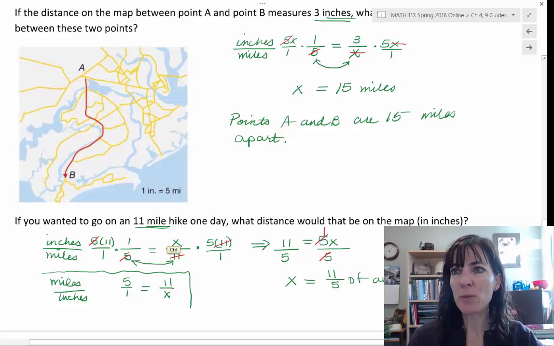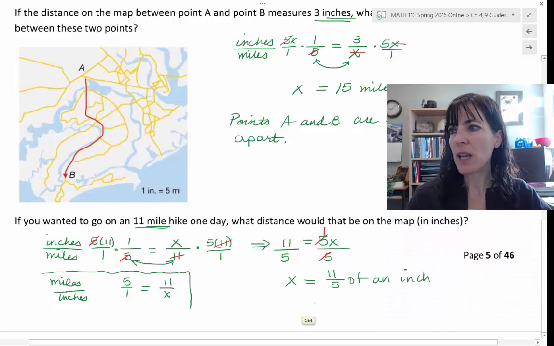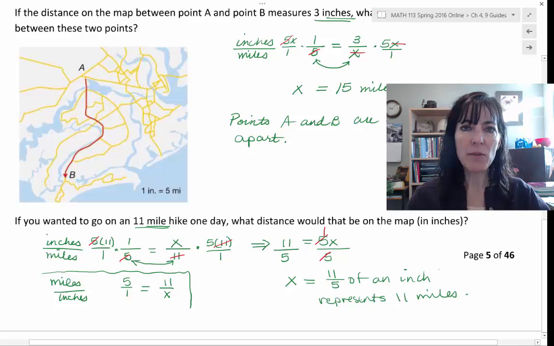And I know it's inches because it's in my numerator. And if I track over, my numerator is definitely in inches. So it's of an inch. And I'll say what it represents: 11 miles. 11/5 is an improper fraction.